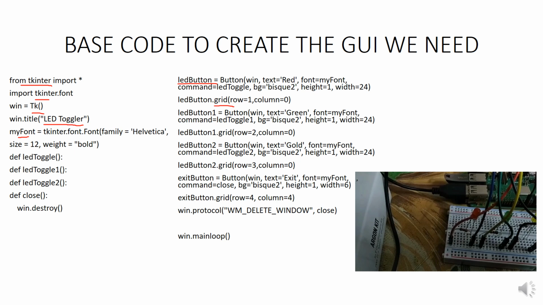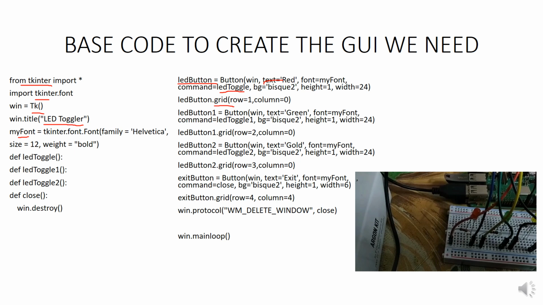Whenever the button is clicked, the corresponding function will be called. For example, when LED button, that is the red button, is clicked, the text is nothing but the label which you see on the GUI. Here for the LED button I had given my label as red, LED button 1 the label is green, LED button 2 the label is gold, and so on.